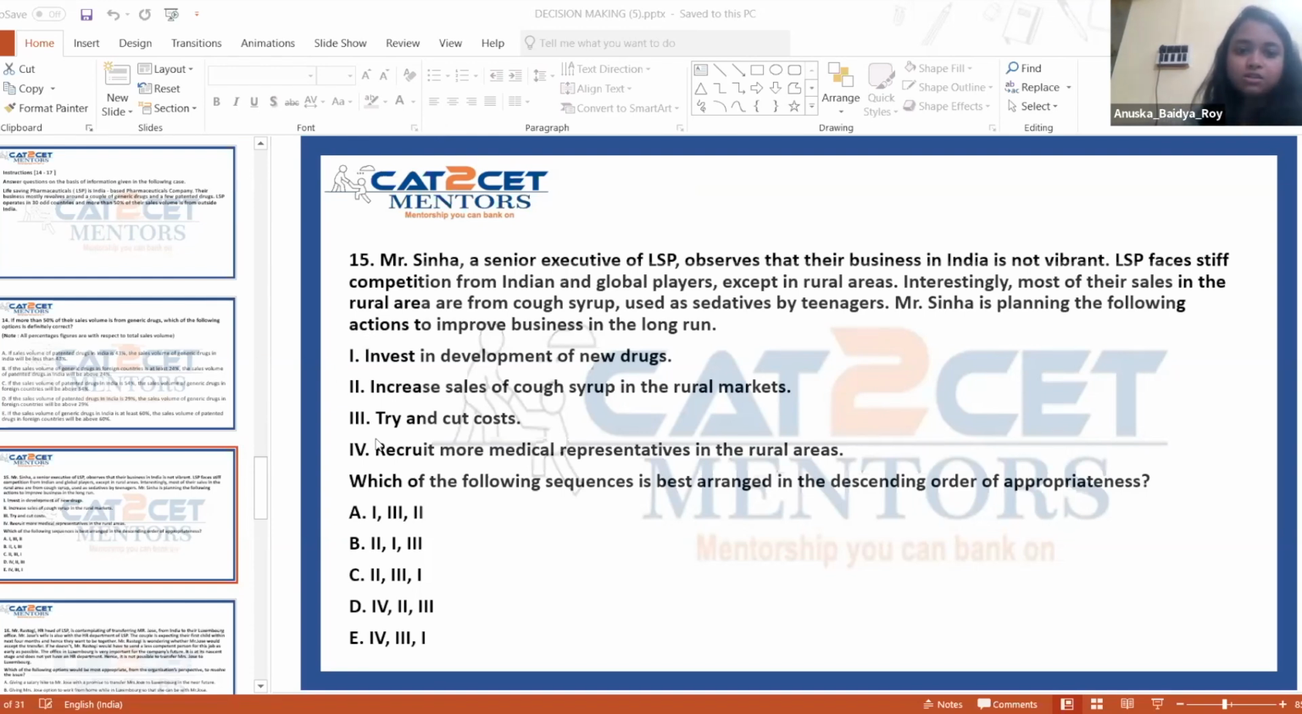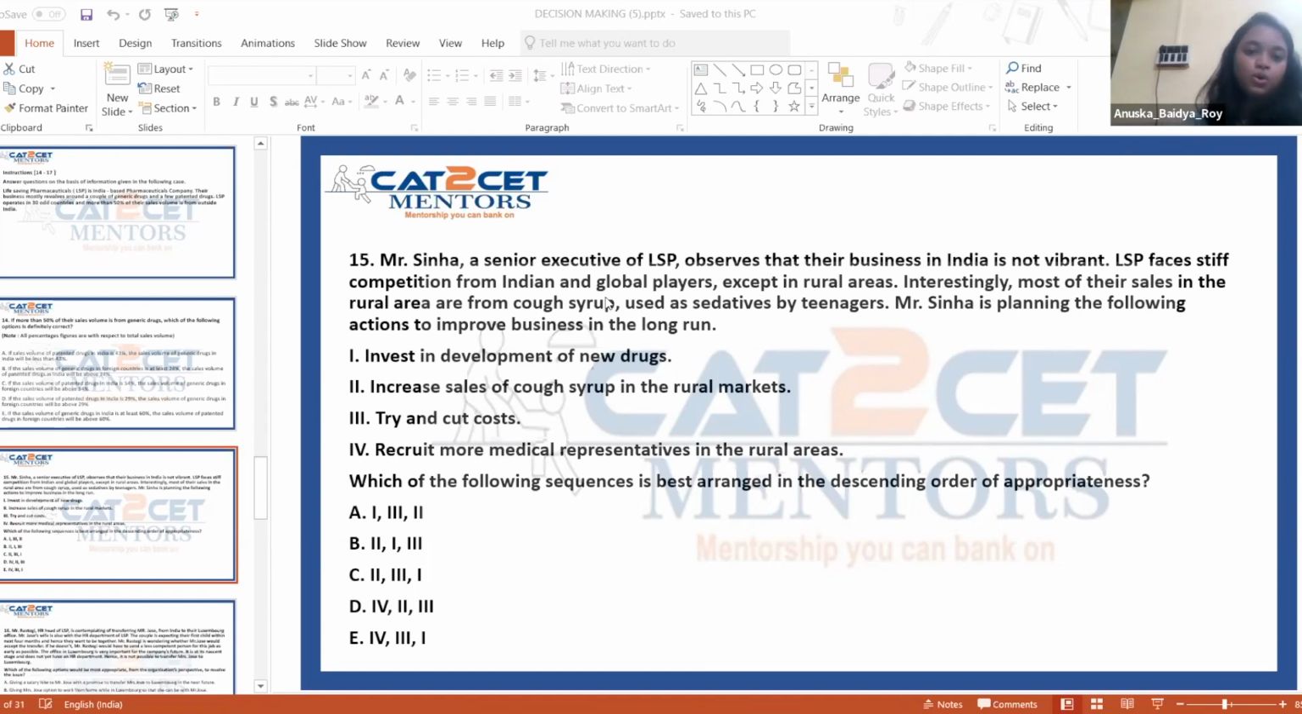Will we read all these four options first? What have I told you? Do we read these, or do we read the question? We first read the question, right? Yes. We read the question first. What does the question tell us? Which of the following sequences is best arranged in the descending order of appropriateness? Okay. So we have to arrange in descending order. The best option has to come first, then followed by the next best, then the next.